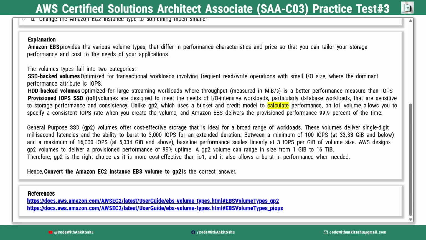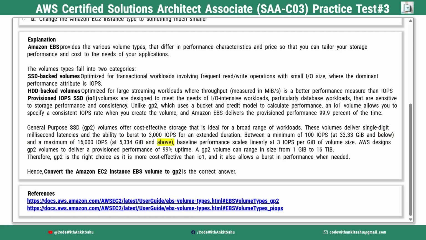Unlike GP2, which uses a bucket and credit model to calculate performance, an IO1 volume allows you to specify a consistent IOPS rate when you create the volume, and Amazon EBS delivers the provisioned performance 99.9% of the time. General purpose SSD, GP2, volumes offer cost-effective storage that is ideal for a broad range of workloads. These volumes deliver single-digit millisecond latencies and the ability to burst to 3000 IOPS for an extended duration.